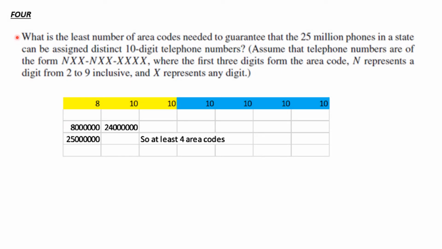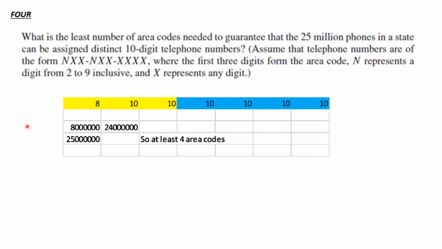Problem number 4, what is the least number of area codes needed to guarantee that 25 million phones in a state can be assigned 10 distinct 10-digit telephone numbers? This is actually a very real problem. I worked for a company that actually administered the North American number plan. Assume that telephone numbers are of the form NXX, that's actually what we call it, NXX and XXXX. Now X can represent any digit, but N, whenever it appears, is a digit 2 through 9 inclusive. So this is the area code that's called the NXX, and this is XXXX.